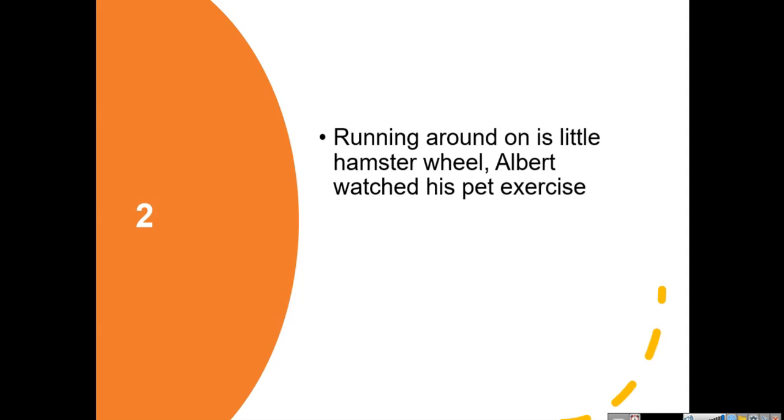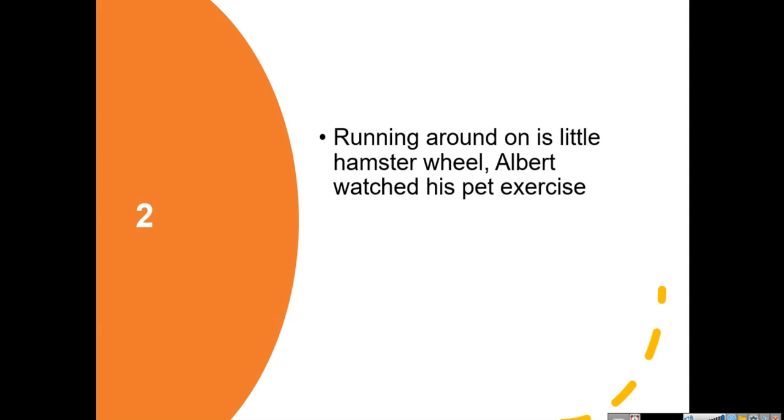I think the mistake is the little hamster wheel, because I don't know, it's difficult. Because the sentence doesn't explain how Albert is running around.